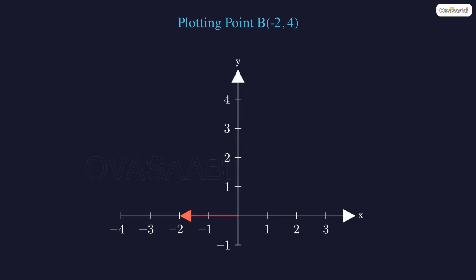Let's plot B at (-2, 4). Go 2 steps left because x is negative. Then go 4 steps up. Our point lands in quadrant 2.